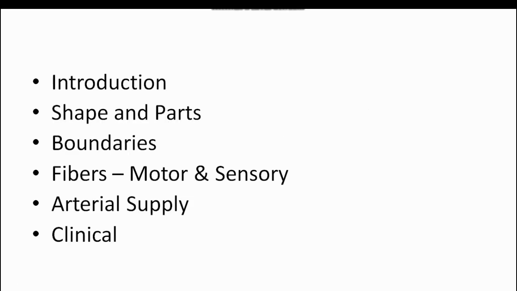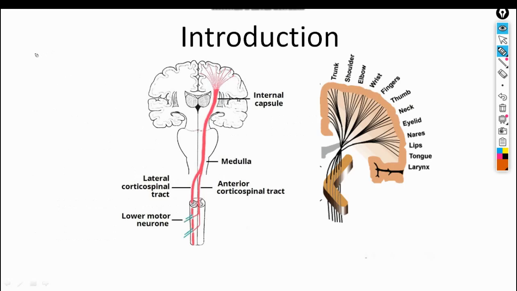Let's learn today the internal capsule under the following headings: introduction, shape and parts of the internal capsule, boundaries of the internal capsule, fibers, that is motor and sensory fibers, arterial supply of the internal capsule, and clinical anatomy. The internal capsule is a white matter, composed of compact bundles of projection fibers. Clear? Projection fibers, for example, the pyramidal tract.